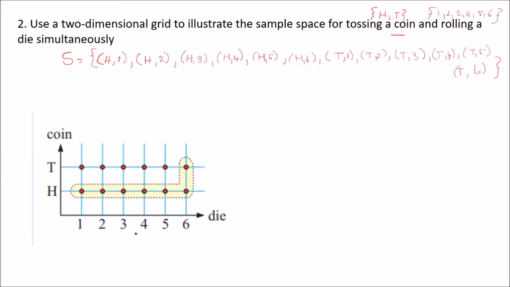In the x-axis, this horizontal one represents the outcomes of rolling a die, and this vertical one represents the outcomes of tossing a coin. Now this event represents obtaining 1 from the die and head from the coin. And this one represents obtaining number 3 from the die and tail from the coin.